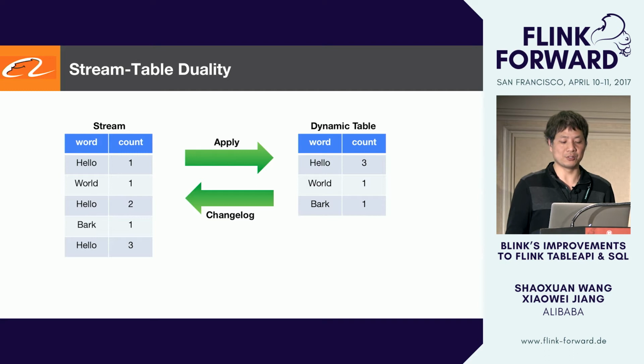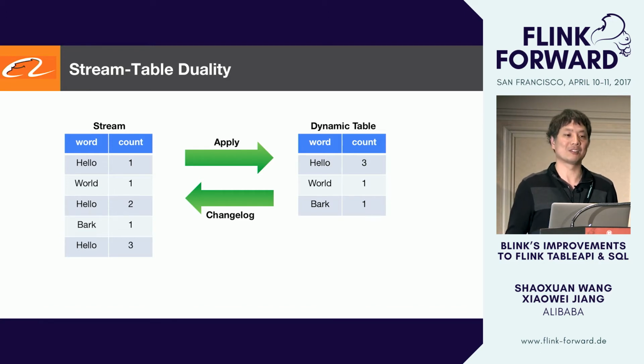These operations are kind of inverse to each other, in the sense that if you have a stream, you do the apply operation, you get a dynamic table. And on this dynamic table, if you derive its changelog, you get back the original stream. You can also do it the other way around. If you have a dynamic table, you can derive its changelog. And if you use the changelog to apply it to another dynamic table, basically you get the same dynamic table back. So these two operations compose to identity in either way.